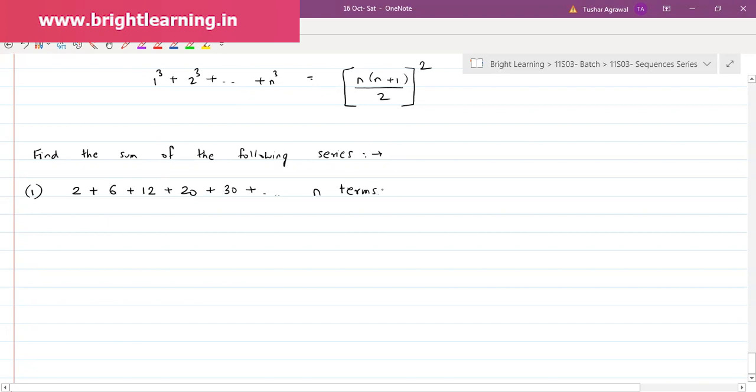So if I give you a question of this format directly, then this is a problem. Why is it a problem? Because if the sequence is directly an arithmetic progression, then it's very easy. We have a standard formula. But you can observe here that 2, 6, 12, 20, 30 and so on is not an arithmetic progression.